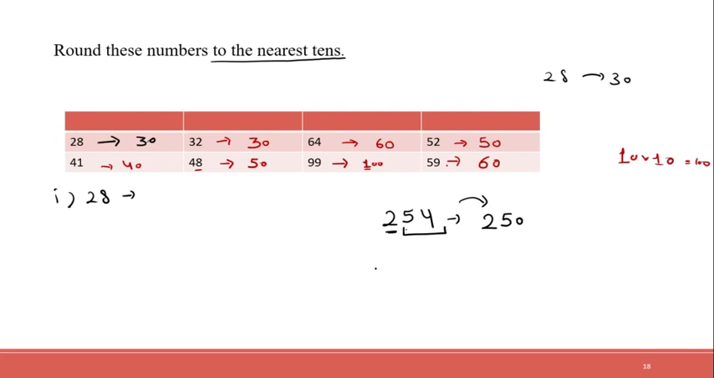Similarly, if it is written here 367, how will you round it off to the nearest tens? We will not change 3 because it is at the hundreds place. To change it to the nearest tens place, what will we do? We'll just change it to 70. Got it?